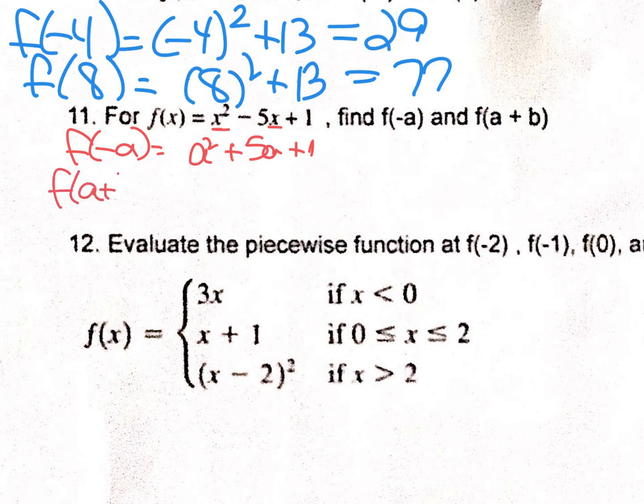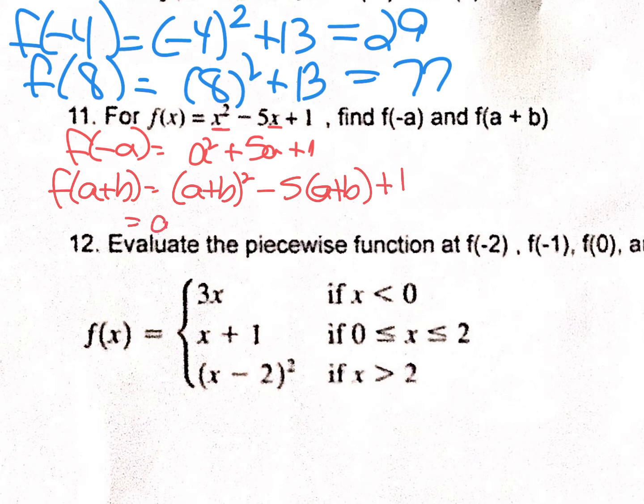It's going to look like this when I plug it in. I'm going to plug in a plus b, square it, minus 5 times a plus b, and then I have that +1. So I'm going to work all that out. I'm going to square, multiply, double square here. There's the square, multiply, double square. I'm going to distribute the 5, and I have the +1.